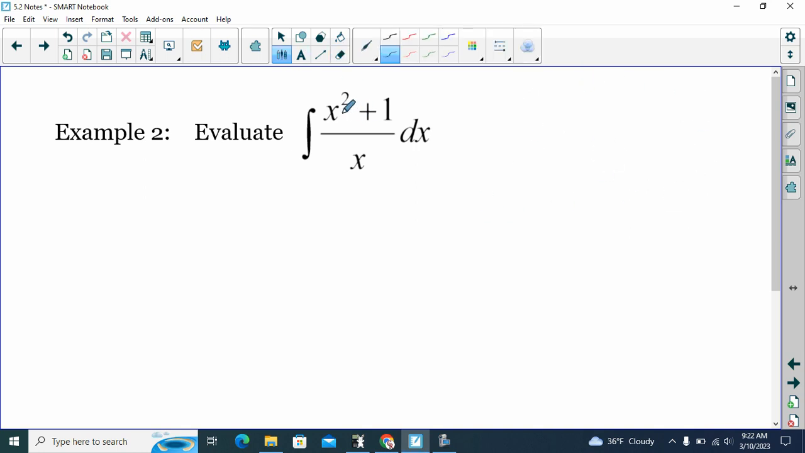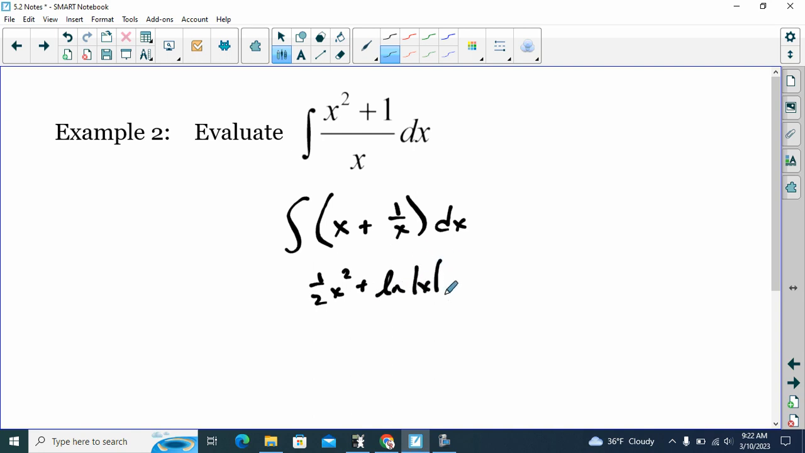Instead, we are going to split it up. We're going to divide everything by x. So x squared divided by x is x plus 1 divided by x. And now we can integrate. The integral of x is 1/2 x squared. The integral of 1 over x is ln of the absolute value of x.